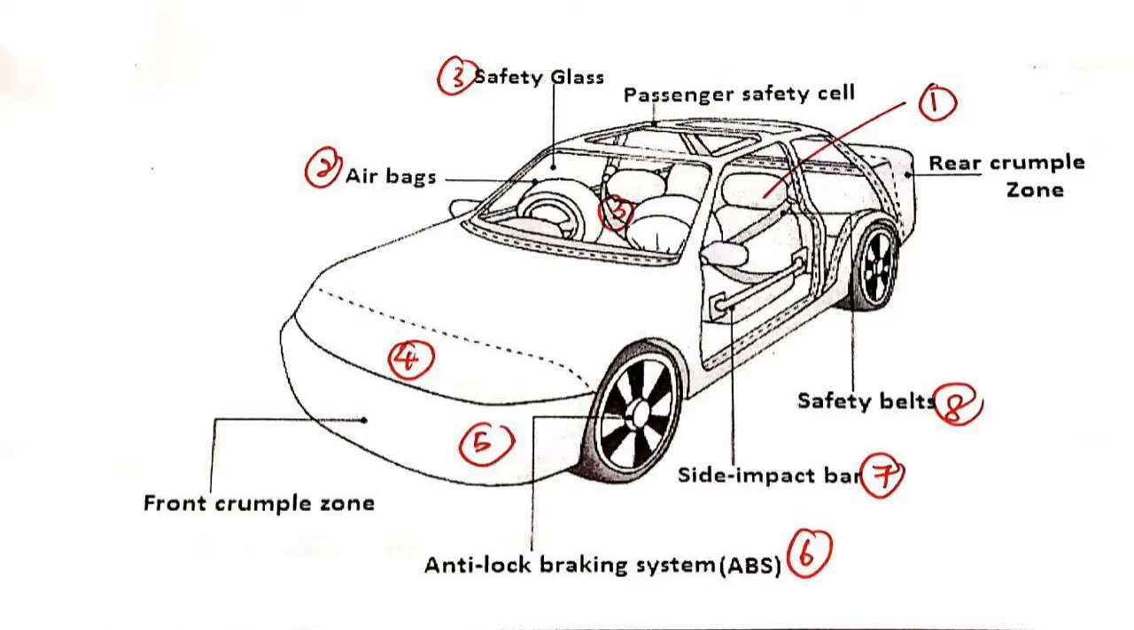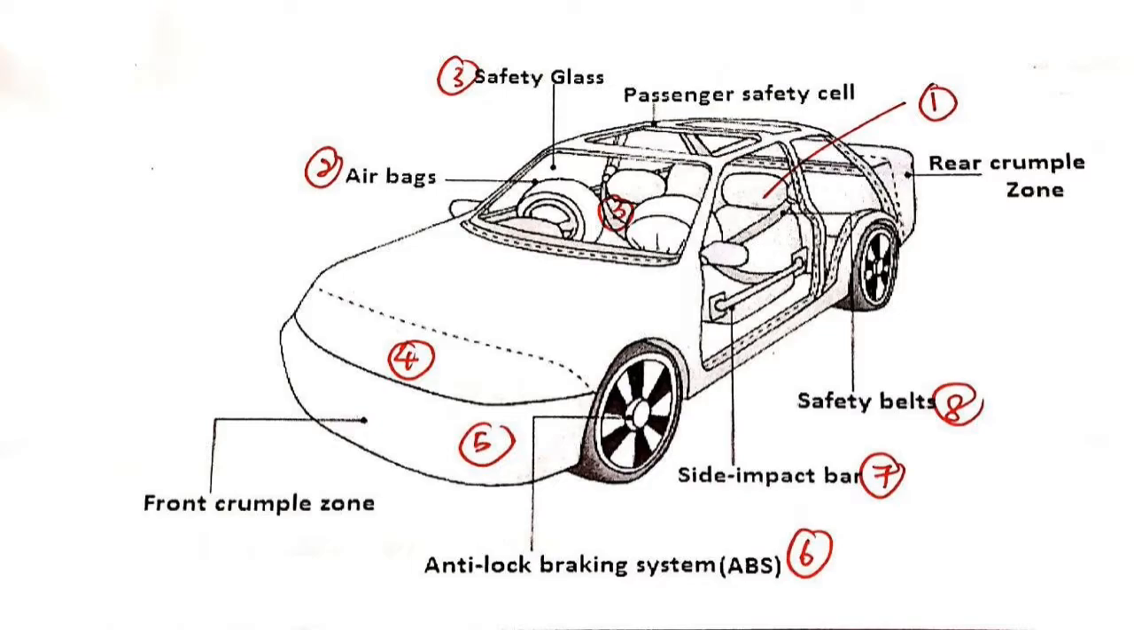Okay, and the last one is the headrest. The headrest in the diagram is number 1. The seat and the headrest reduce the risk of the passenger's neck being damaged in a rear end collision. This one is talking about inertia.